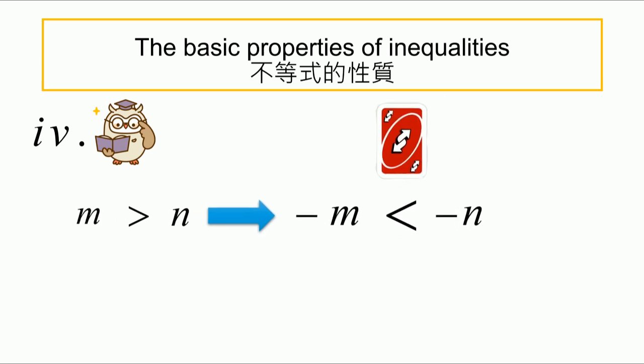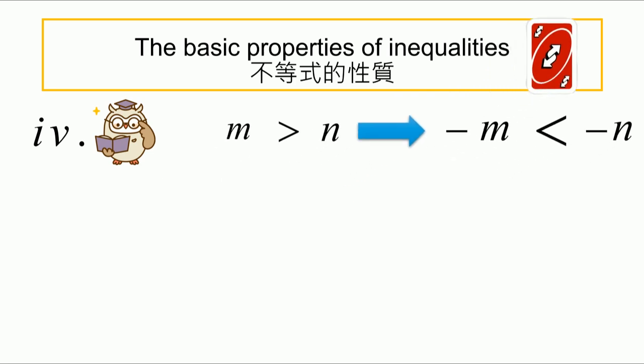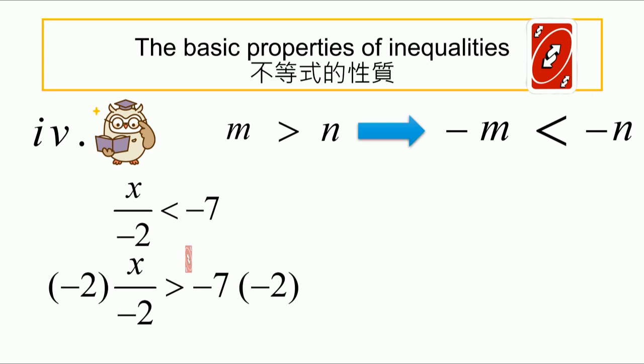So when we are using this property to solve an equation, we can take a look at this example. x over negative 2 less than negative 7. To solve for x, we need to multiply negative 2 on both sides. Since we are multiplying with a negative number, the relation has to be reversed. I've already reversed the direction of the arrow. After simplifying, we would get x larger than 14.